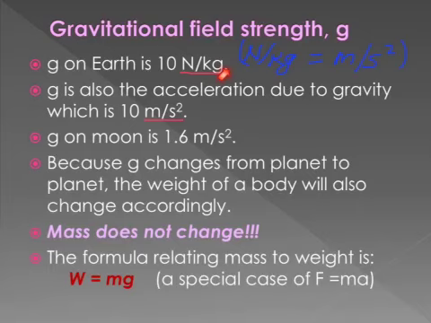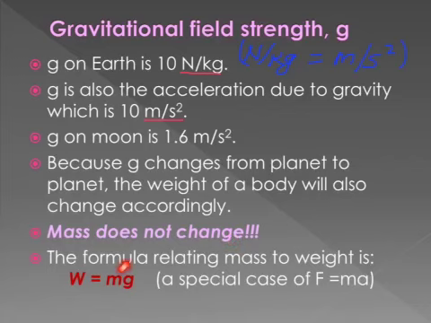Because g changes from planet to planet, the weight of an object or of a body will also change accordingly. The bigger the g value, the bigger the weight. On the other hand, mass does not change. The inertia of an object does not change.